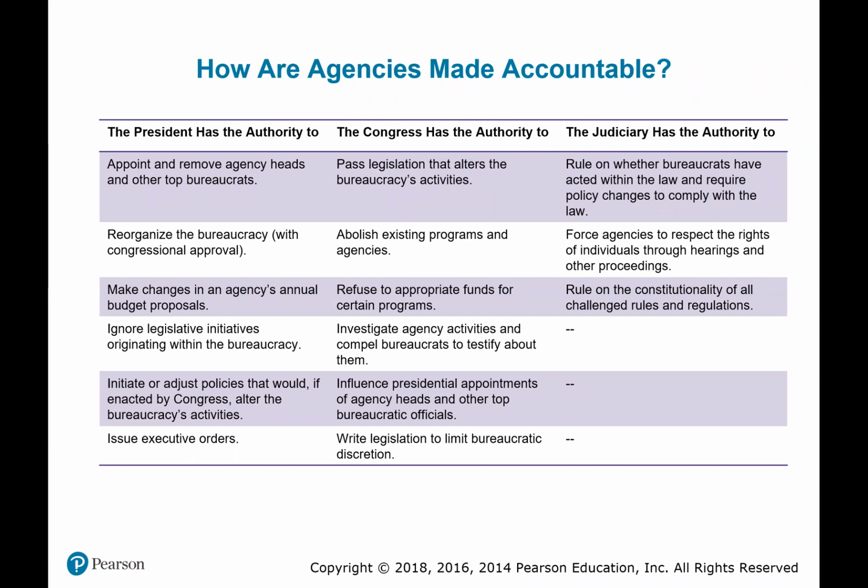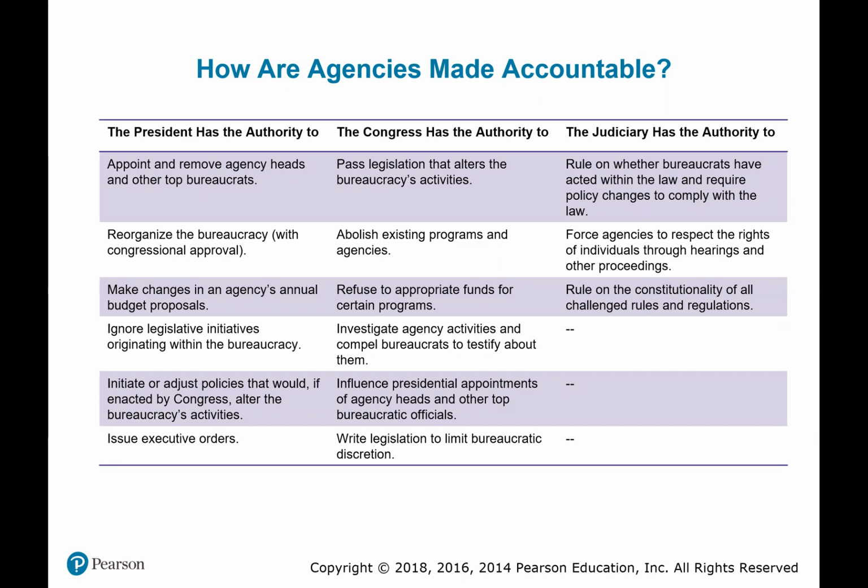So how are agencies made accountable? And we'll go through each. The president has the authority to, of course, appoint and remove agency heads and other top bureaucrats in general, though there's some limitations, reorganize the bureaucracy, but needs congressional approval, make changes to an agency's annual budget proposals. However, that can be overridden by the Congress.